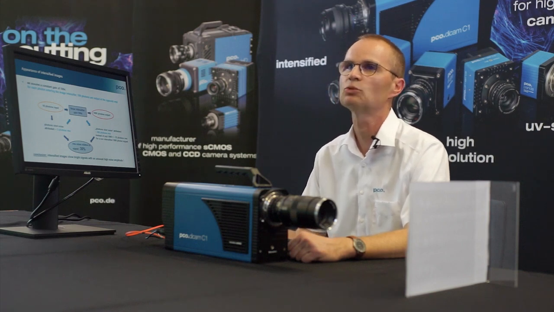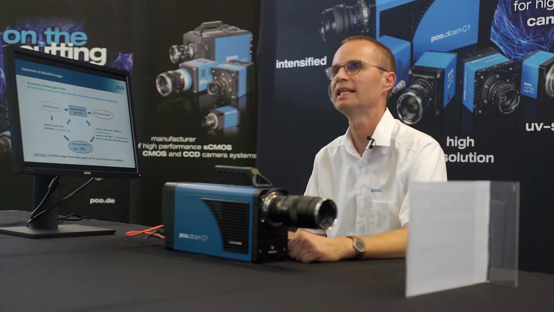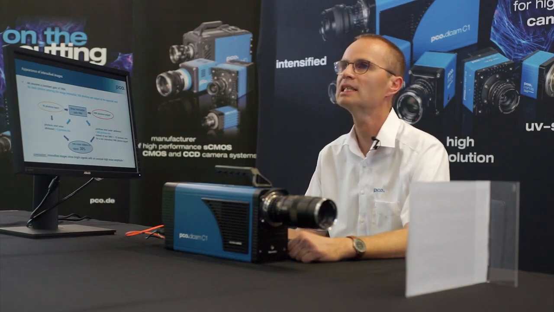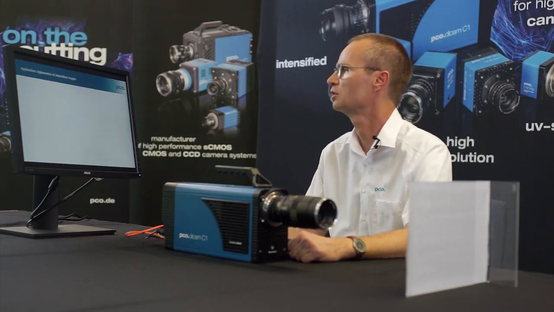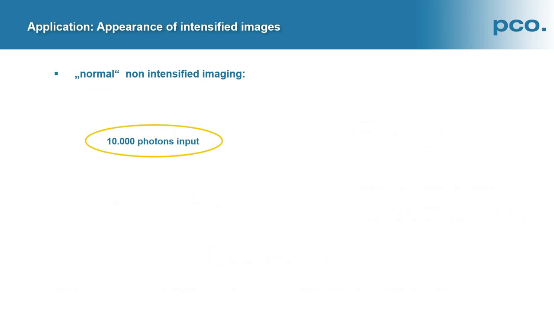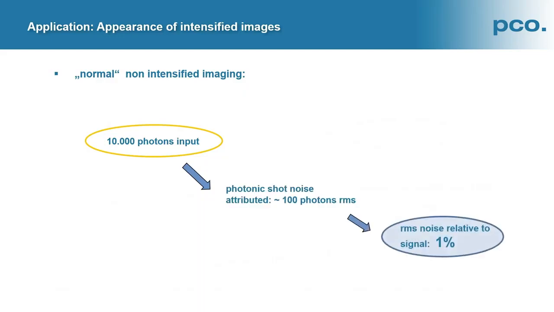Let's compare this with normal, non-intensified imaging, where we typically deal with, say, 10,000 photons. They show a photonic shot noise of 100 photons RMS, and this is only 1% of the signal. And this 1% is almost not noticeable for the human eye.